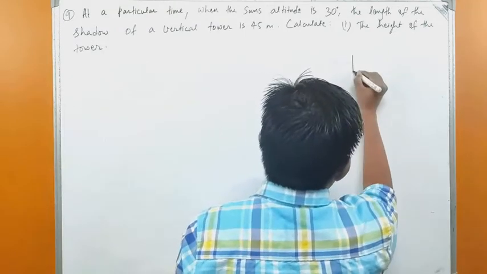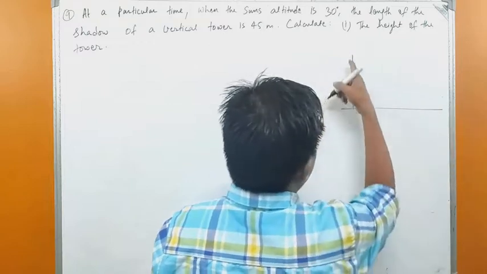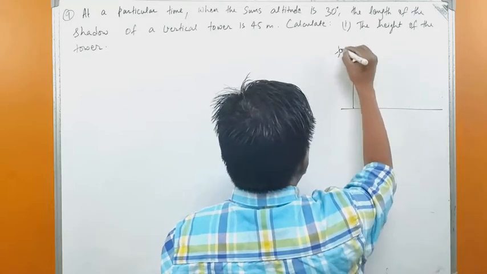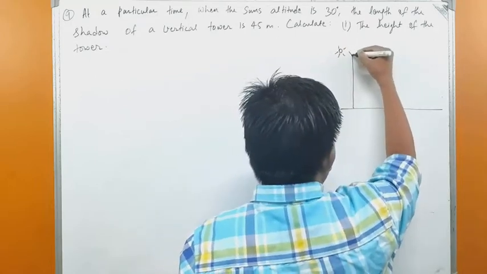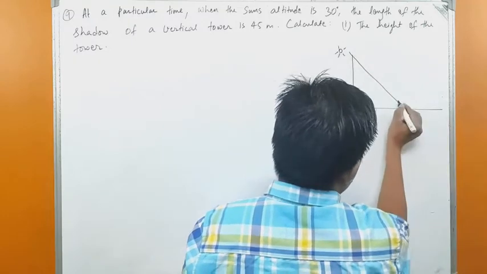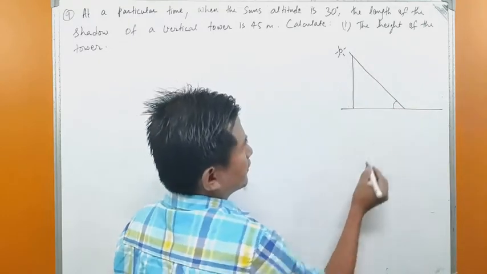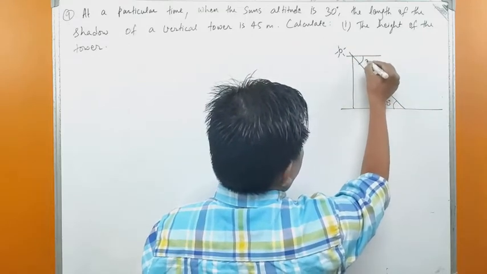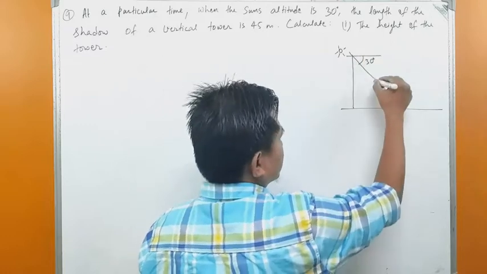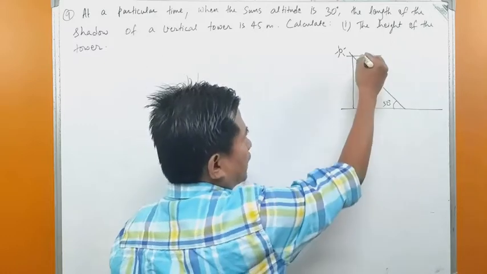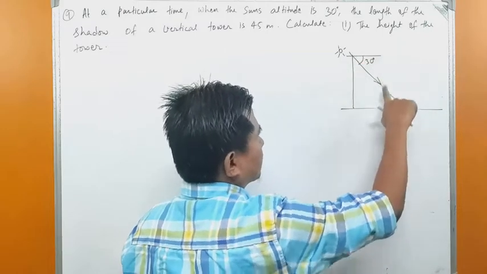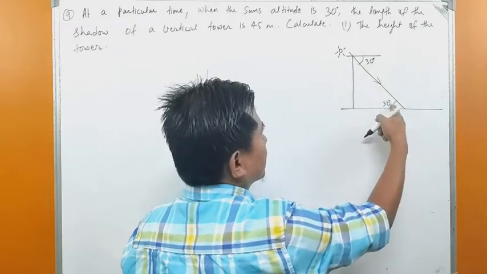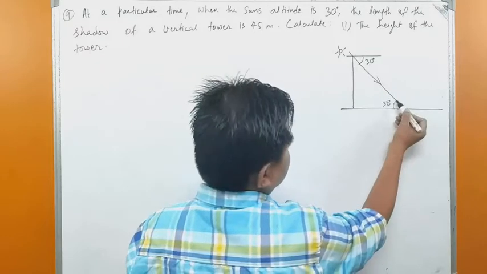Now this is very simple question, isn't it? So this is the tower, and this is the ground. When the sun's altitude is 30 degree, this is the sun. It means the angle made by the sun ray is 30 degree with the ground. Actually angle of depression is 30 degree. This is the ray of the sun. Angle of depression is 30 degree because this line and this line are parallel to each other, and this is a transversal. So these two are alternate angles. These two angles must be equal, isn't it? So this angle is also 30 degree.